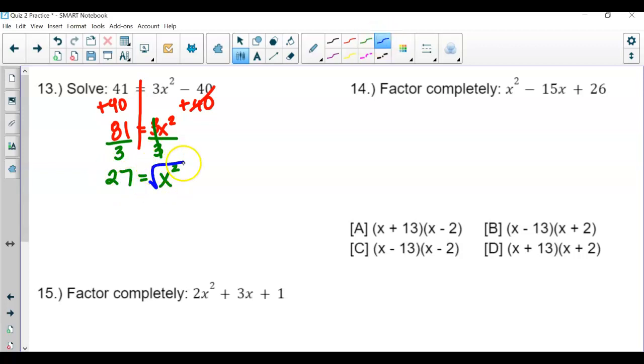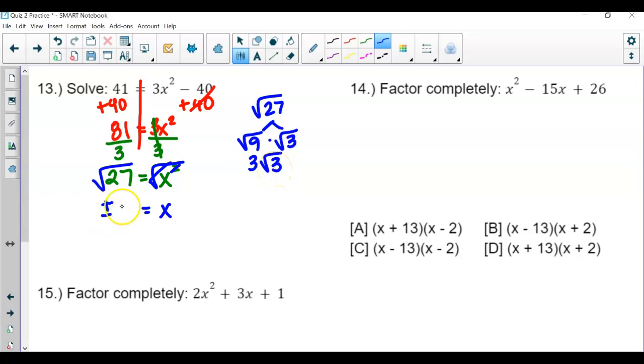Now we have x squared. Take the square root. Notice how we can simplify the square root of 27. So let me write it here, because this simplifies to the factors of the radical 9 times radical 3. The square root of 9 is 3. So 3 radical 3. So x is equal to positive or negative 3 radical 3.